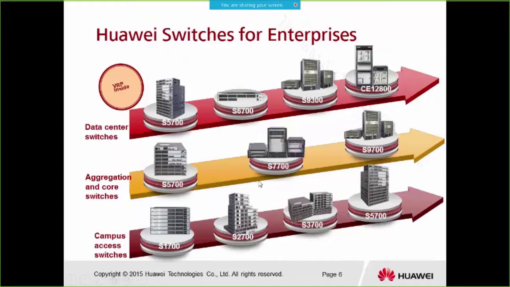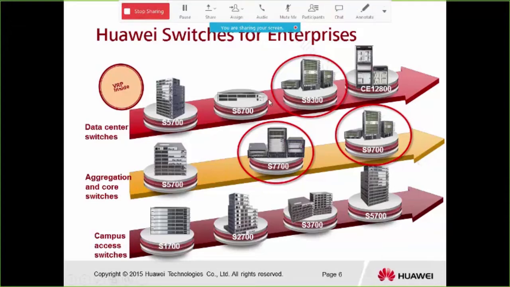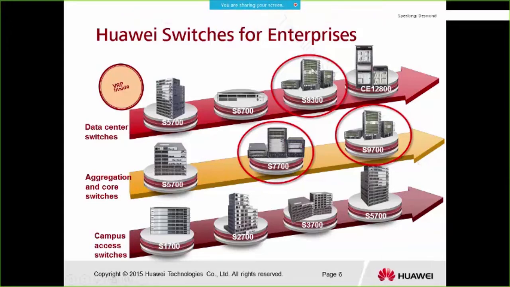These are all the Huawei series switches, and this lecture is going to introduce the 77 and 97. The 93 is not used in the enterprise market now. It's only sold in the carrier market.